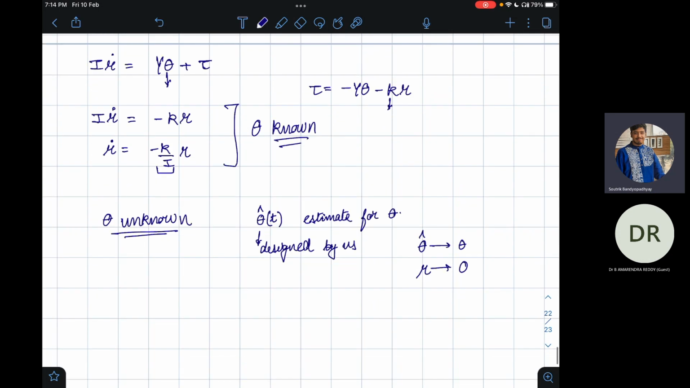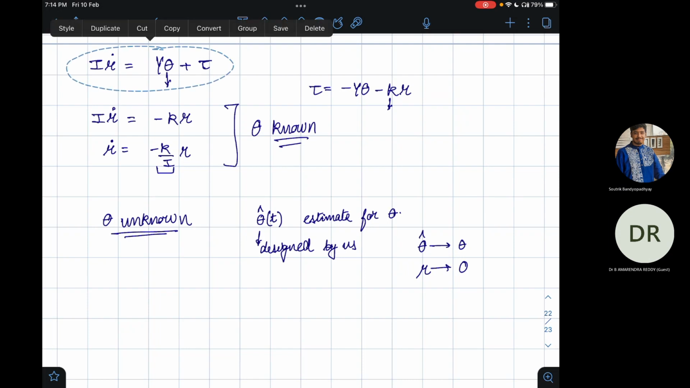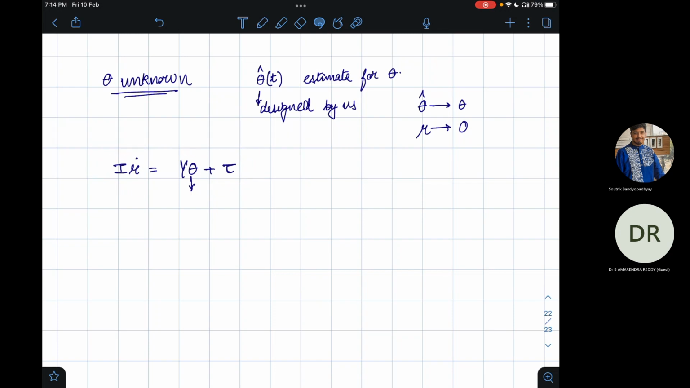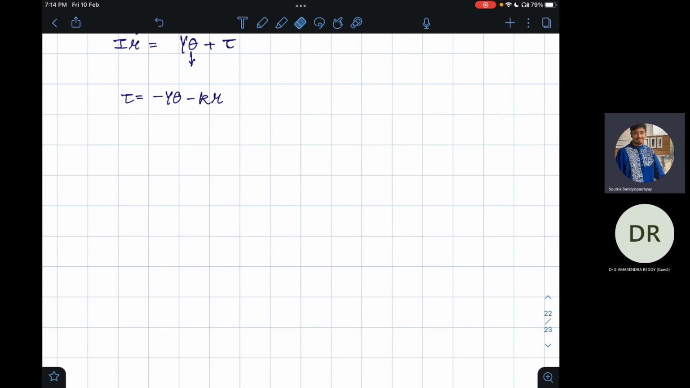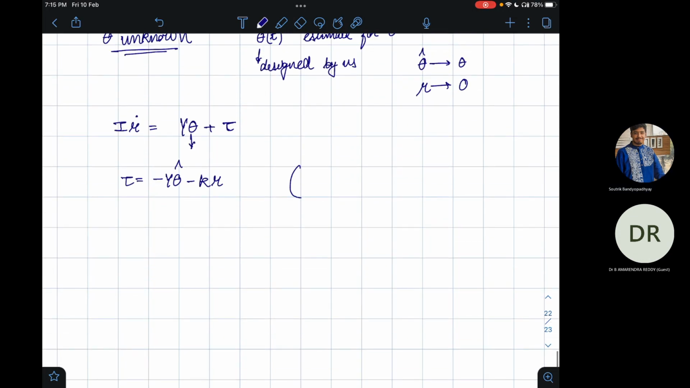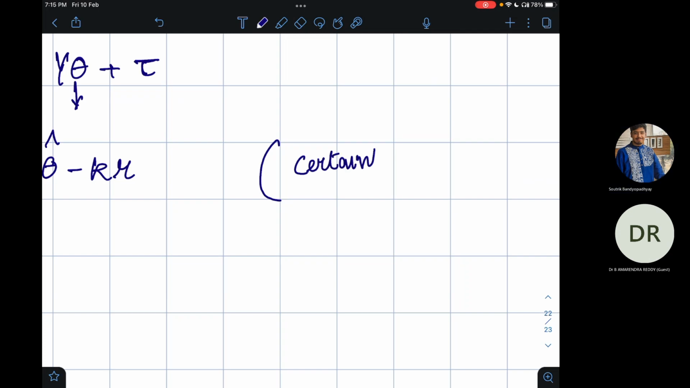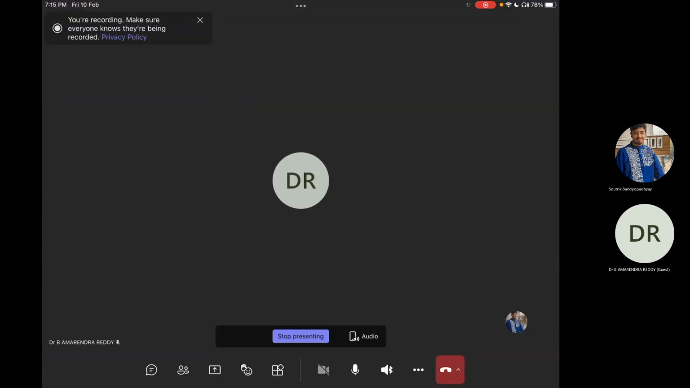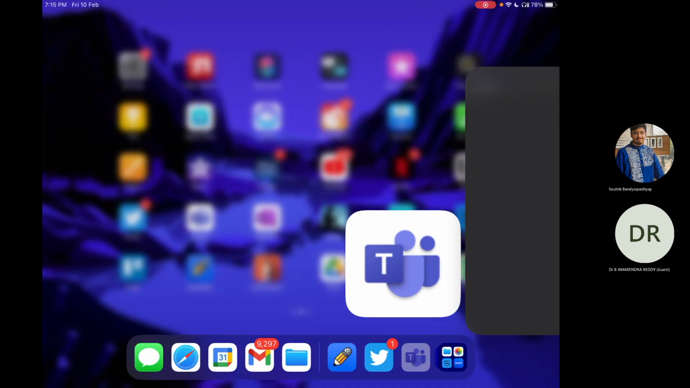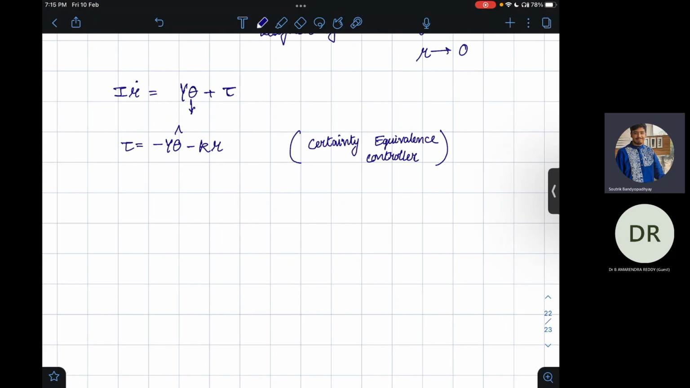So if you look at this equation over here, we had considered tau to be like this earlier, but since we don't know the value of theta, we can't actually implement this tau. So what we do is wherever there is theta, I just replace it by an estimate theta hat. This is called a certainty equivalence controller. Is that okay?